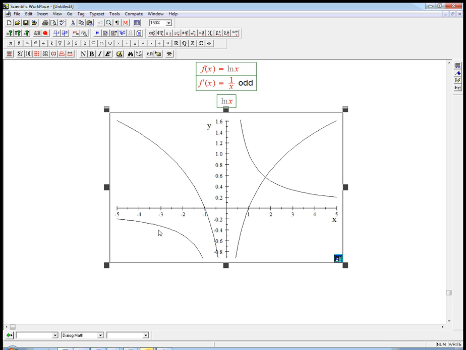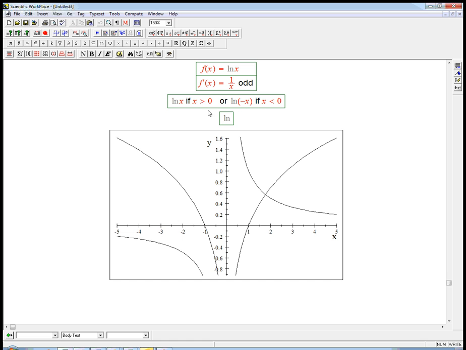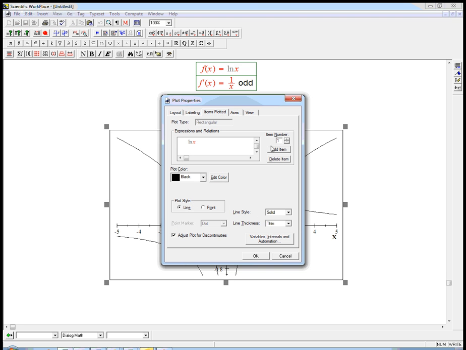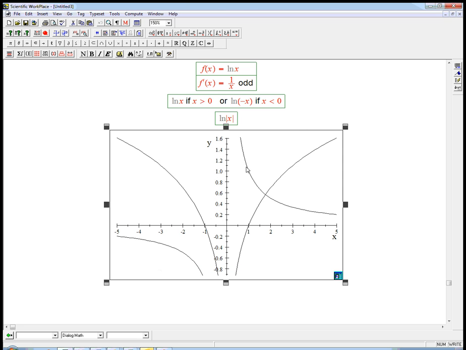So if I wanted a really clunky answer, what I could say is it's ln x if x is greater than 0, or ln of minus x if x is less than 0. But that sounds familiar. What is a function that is x if x is greater than 0, minus x if x is less than 0? It's just absolute value. And so it's actually ln of absolute value of x. Let's check that. Let's delete this guy and delete this guy and add back in ln of absolute value of x. No change. That's exactly what we wanted.